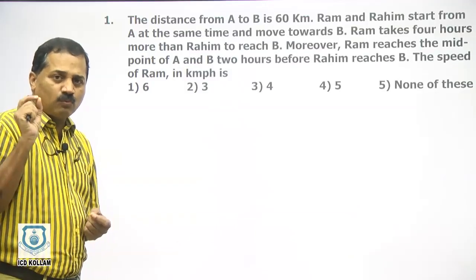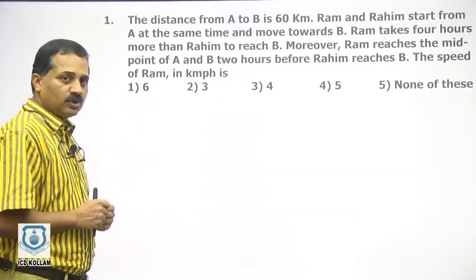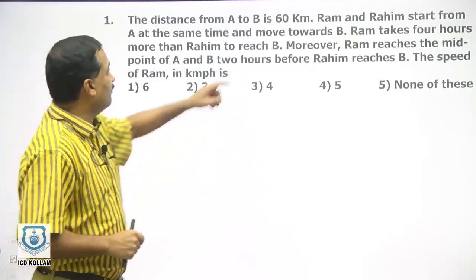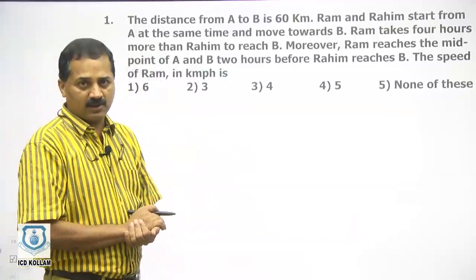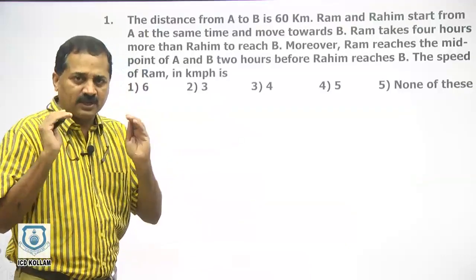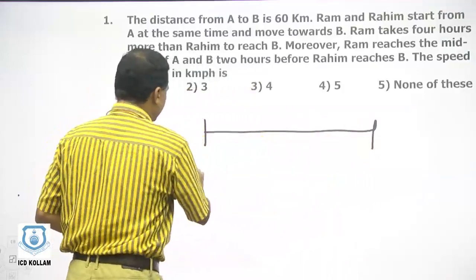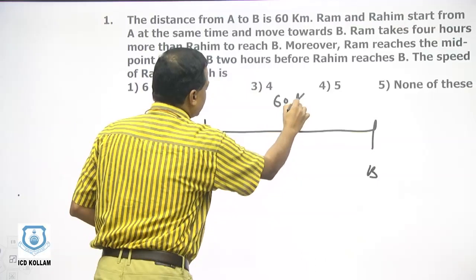We have to focus on what is asked. What is asked? Speed of Ram. So speed of Ram is distance travelled by Ram, which is 60 kilometers, divided by time taken by Ram. So we are very clear on that. Now let us proceed. This is A and B distance, which is 60 kilometers.